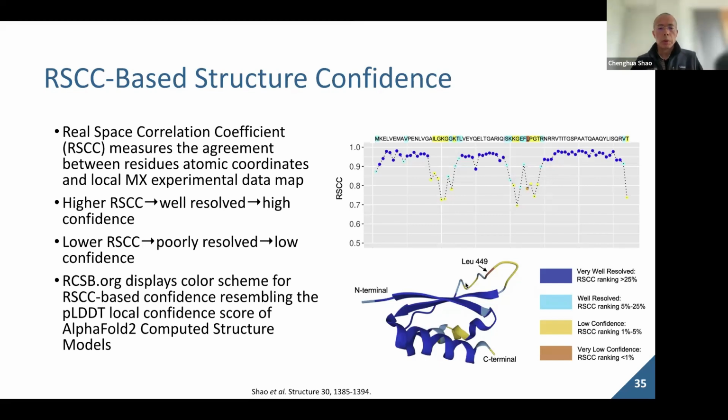We also implement the 3D display using a color scheme similar to the pLDDT local confidence score for AlphaFold computed structure models, where the blue means high confidence, cyan means good confidence, yellow means low confidence, and orange means very low confidence. The region with very low confidence marked as orange should not be trusted.